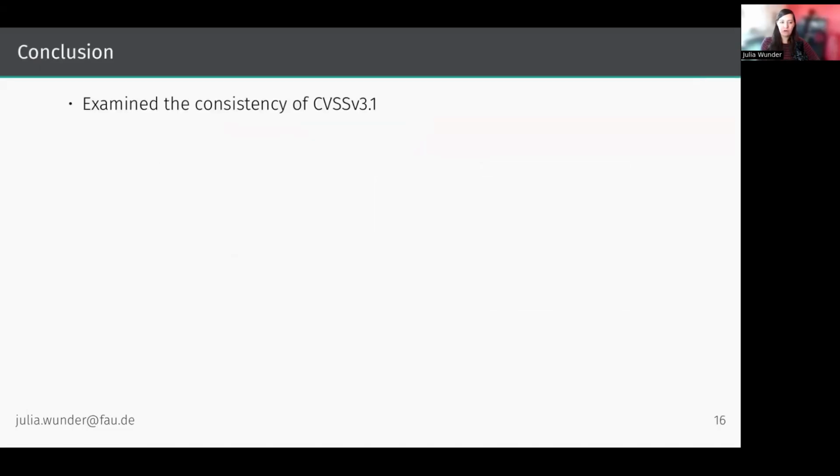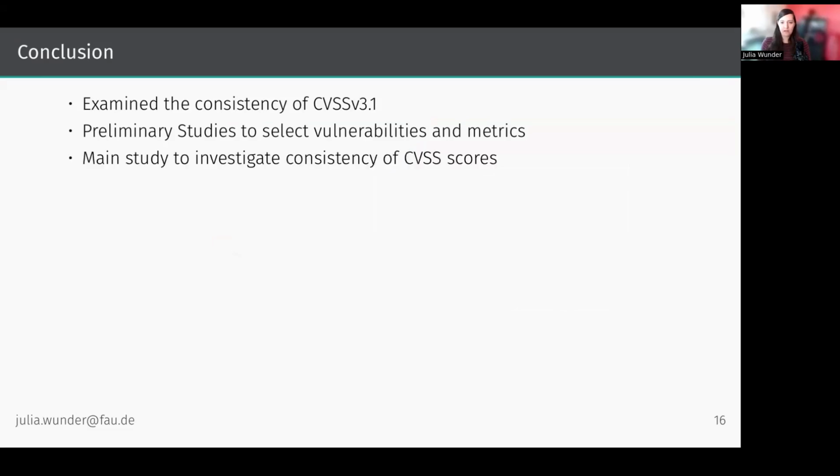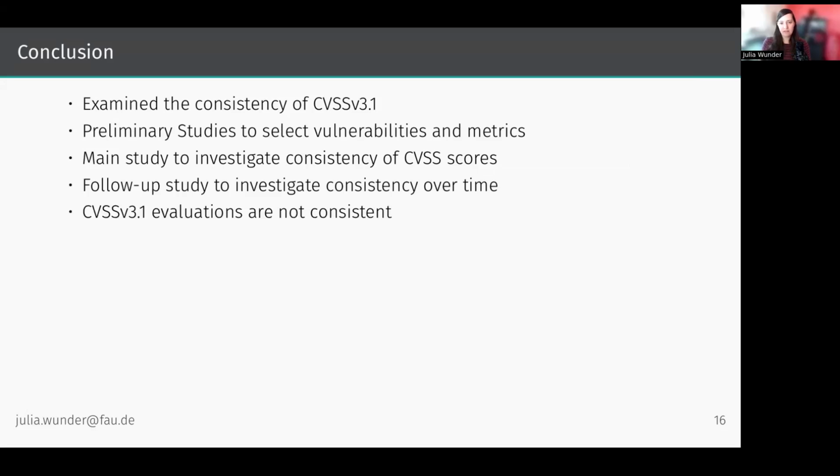So to conclude my talk, in our paper, we examined the consistency of CVSS version 3.1. We conducted preliminary studies to select vulnerability types and metrics that are most problematic in practice. We then conducted a main study to investigate the consistency of CVSS scores. And later, 9 months later, we conducted a follow-up study to investigate if CVSS evaluations are consistent over time or not. And in general, you can say that the CVSS evaluations were not consistent in our study.